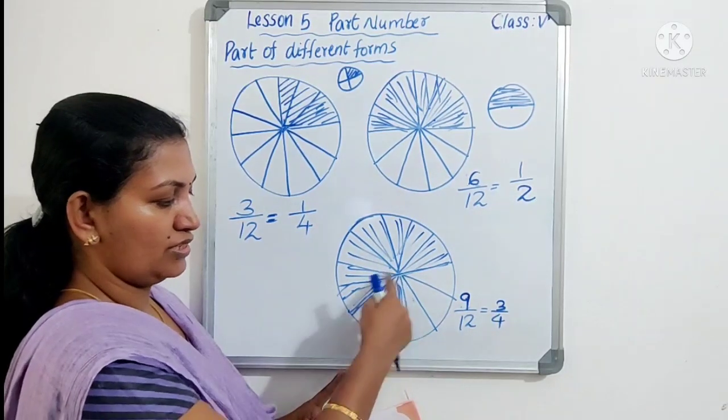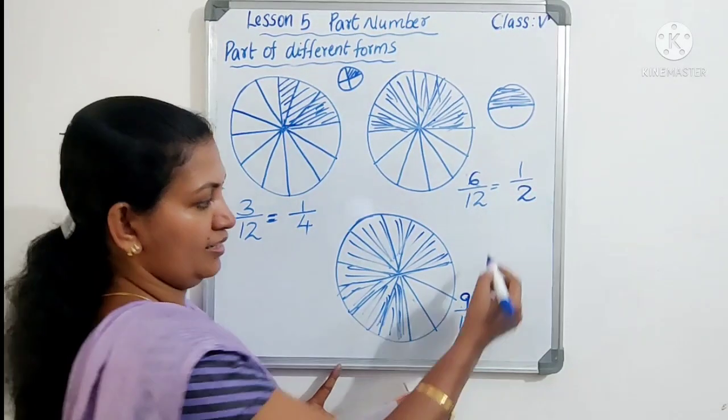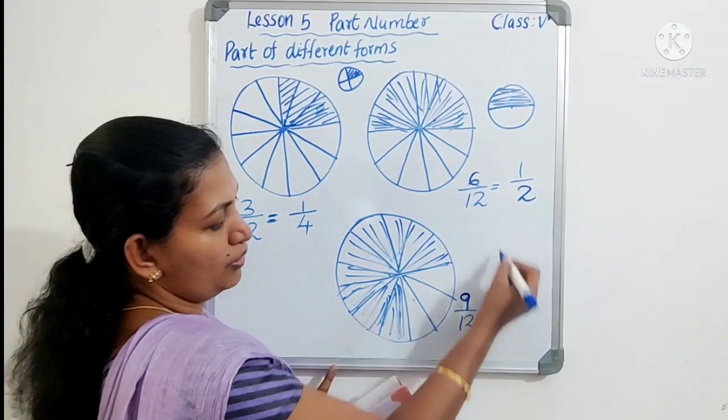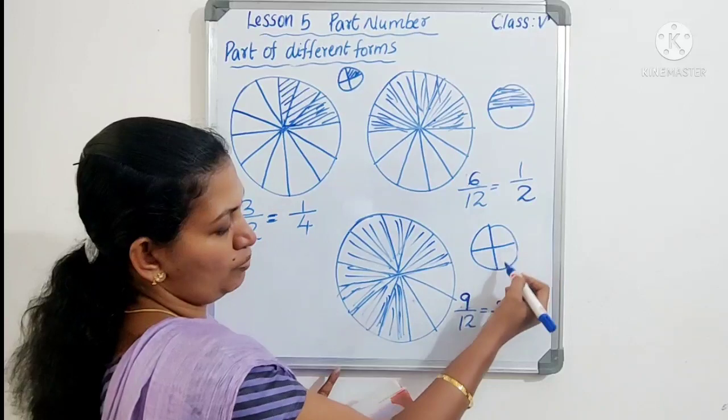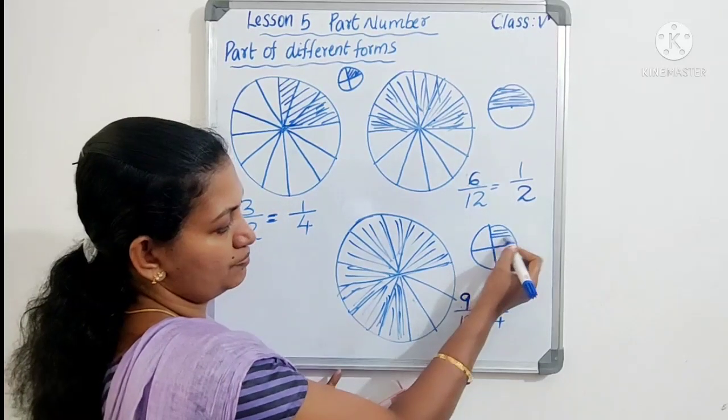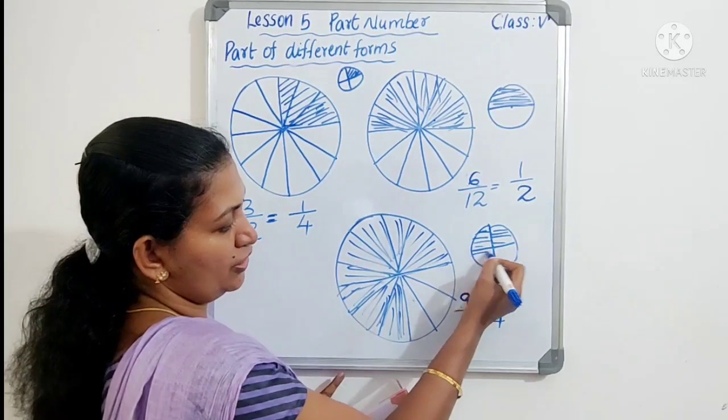That means this total is 9 columns. Then that is equal to 3 by 4. What is 3 by 4? A circle divided into 4 equal parts. Then 3 by 4 means 3 columns shaded.